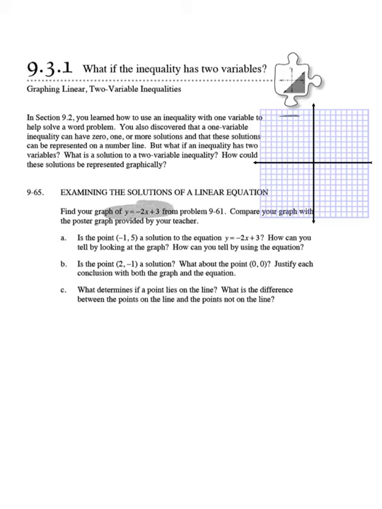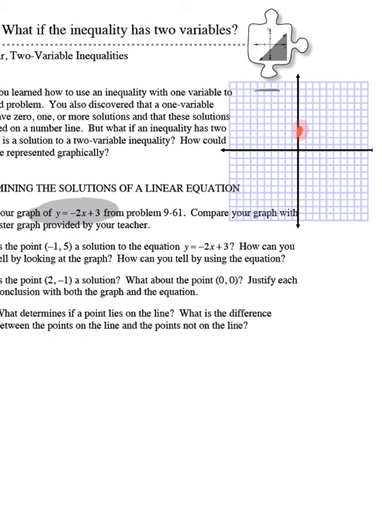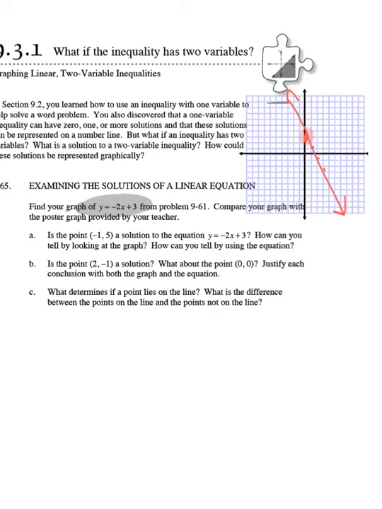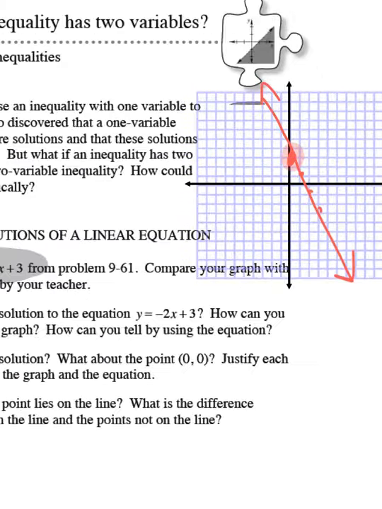So if we have the equation y equals negative 2x plus 3, to graph that we'd start at a y-intercept of 3 and follow a slope of negative 2, meaning down 2 over 1, down 2 over 1. And then we can draw the line across. Then we're asking ourselves question A: is the point negative 1, 5 a solution? I could look on the graph and go straight to negative 1, 5, and it does end up being a solution on the graph.